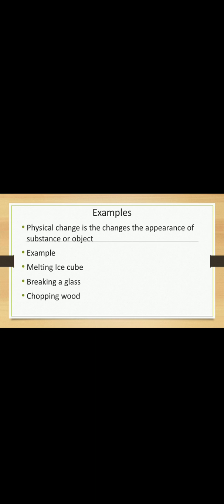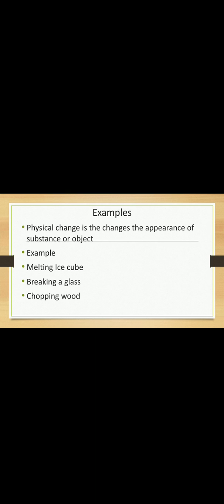Now, here are a few examples of physical change. As we have already discussed, physical change is the change in the appearance of an object. First is the melting of an ice cube. We already know that an ice cube is basically a form of water. Now, when we provide heat to the ice cube, it melts into liquid water. So in both cases, the substance is water, but its state is changed. Its appearance is changed. So this is the physical change.